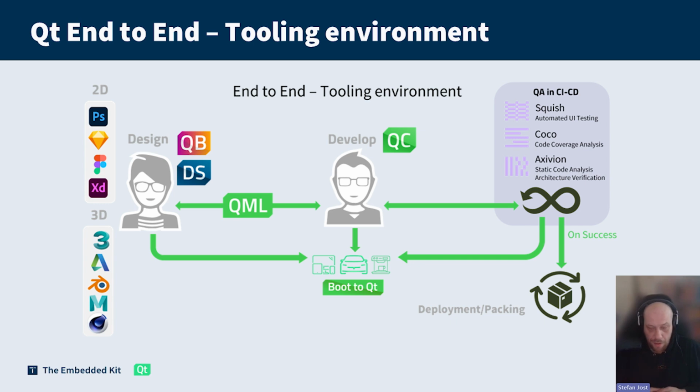Same goes for Coco. That's a code coverage analysis tool that gives you analysis with regards to your unit test implementation. Last but not least, there's also Axivion, which is a static code analysis tool and also takes care of architecture verification. So this is, again, the whole intended workflow that we offer within Qt, and all of these offerings combined from one ecosystem are then able to give you a stable and productive foundation for faster time to market as well as high quality products.